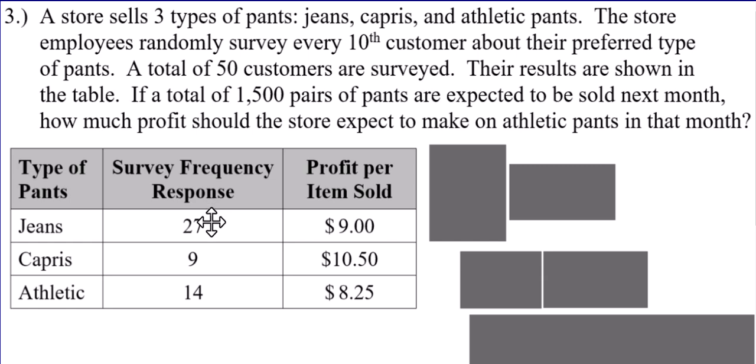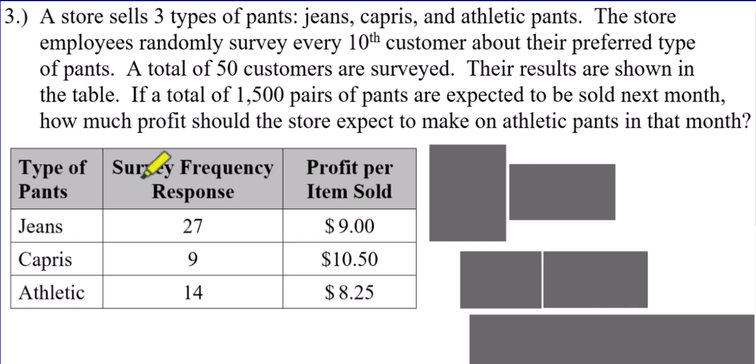And by the way, if you would add up this middle column, 25 plus 9 is 36. 36 plus 14 is 50. So yeah, 50 customers were definitely surveyed. Their results are shown in the table. If a total of 1,500 pairs of pants are expected to be sold next month, how much profit should the store expect to make on athletic pants in that month?